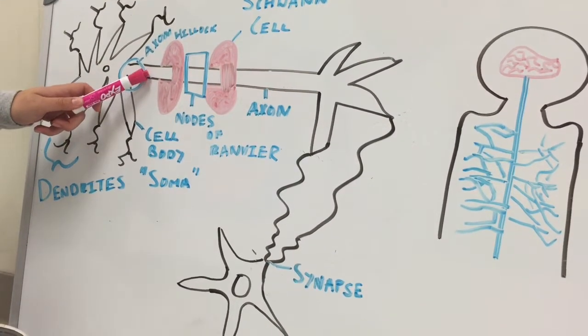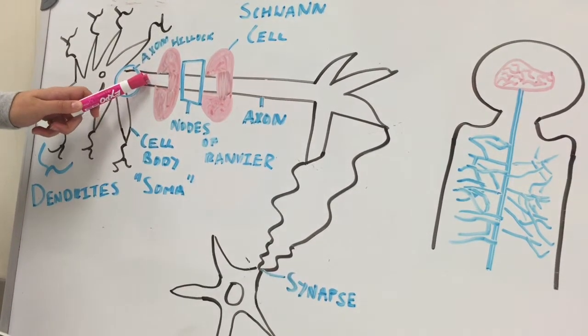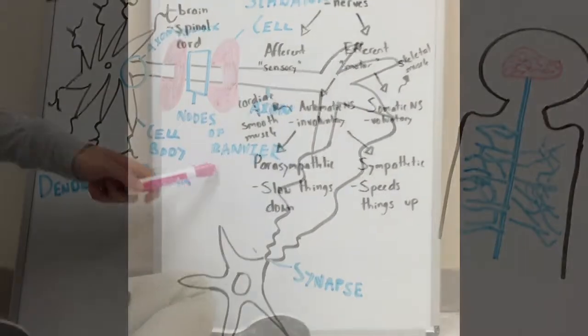The Schwann cells secrete myelin, which helps insulate axons. This helps prevent signal degradation. The spaces in between the Schwann cells are called the nodes of Ranvier.